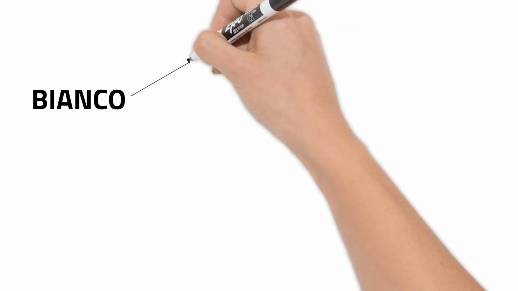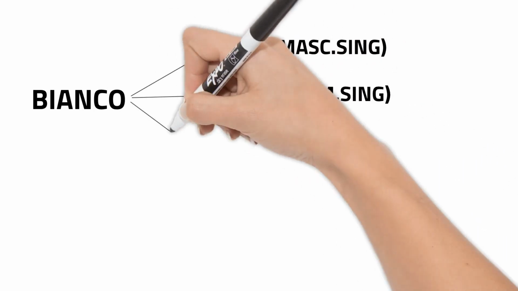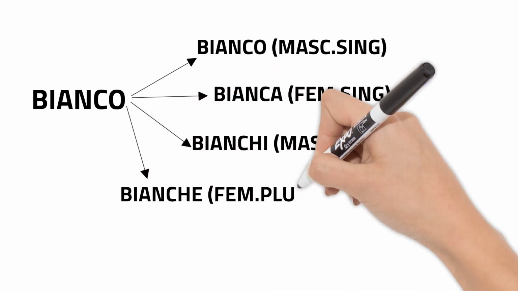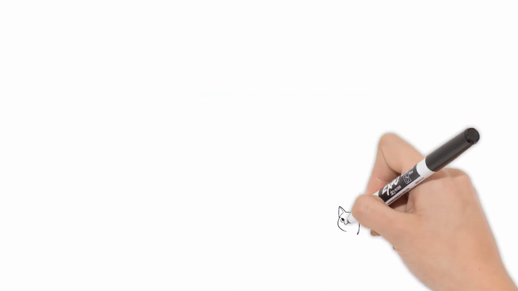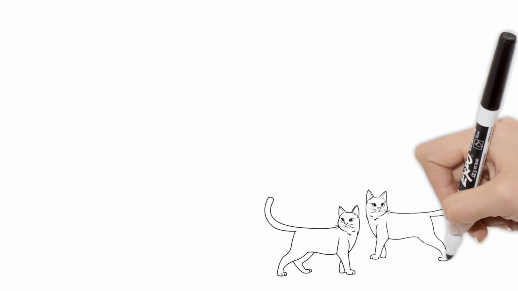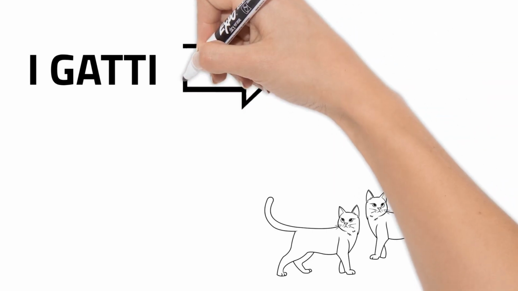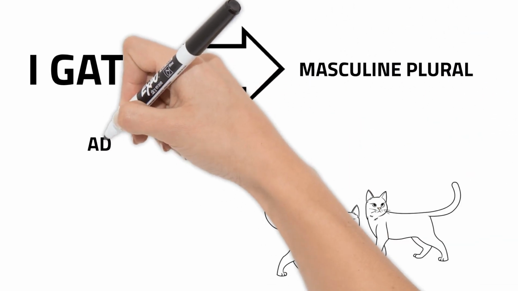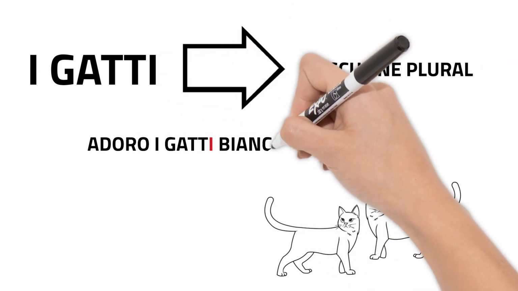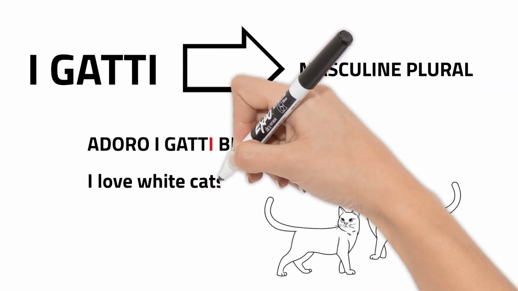Our last regular color is bianco, being white. Bianco is masculine singular, bianca feminine singular, bianchi masculine plural, and bianche feminine plural. Again here, let's see the drawing. Here we have one cat and two cats. So, un gatto, due gatti. Gatti is masculine plural. Let's see the sentence. Adoro i gatti bianchi. I love white cats. As you can see, both gatti and bianchi agree with each other.